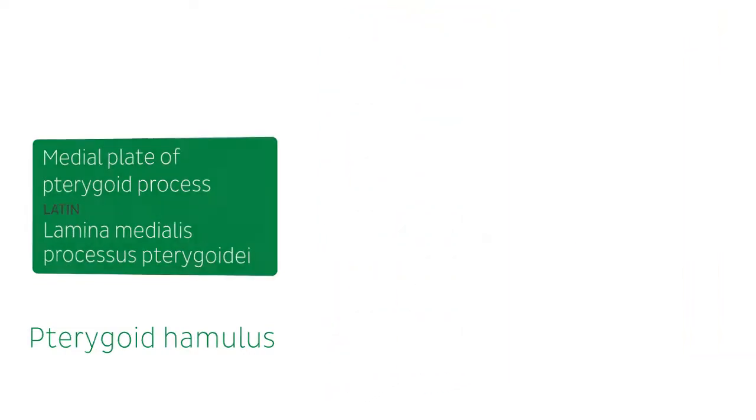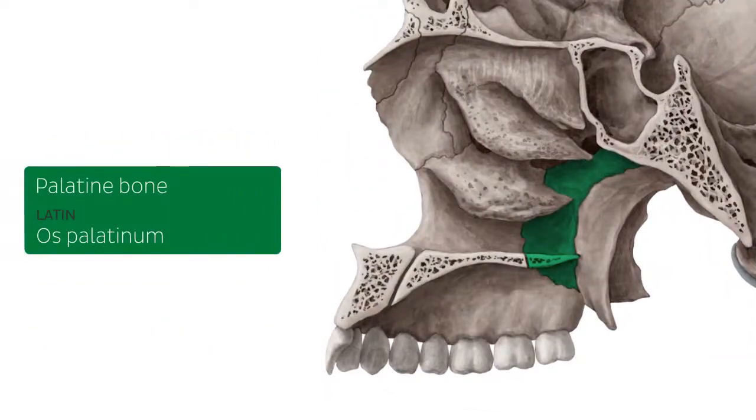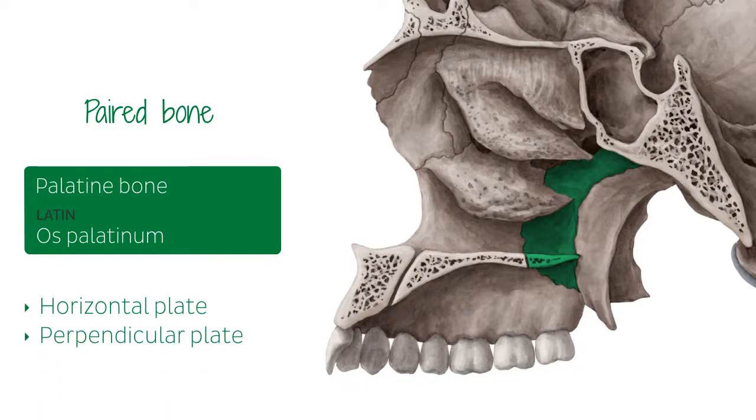The final bone that contributes to the formation of the lateral wall of the nasal cavity is the palatine bone. The palatine bone is a paired bone situated between the maxilla and the sphenoid bone. It is comprised of a horizontal plate, which forms the posterior portion of the hard palate, a perpendicular plate, which contributes to the formation of the lateral wall of the nasal cavity, and a pyramidal process where the lesser palatine canals are found, through which the lesser palatine nerves and vessels pass. Here we can see the horizontal plate contributing to the hard palate, and the perpendicular plate contributing to the lateral wall of the nasal cavity.